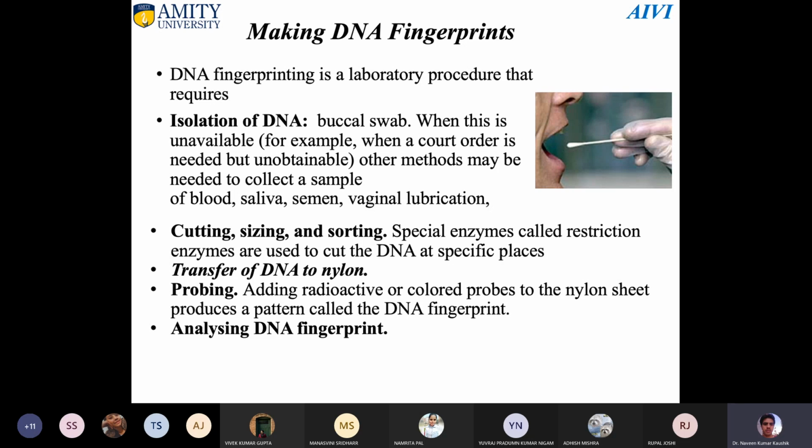Like at a crime scene, whether it is a rape case, or not just a rape case, any sexual abuse, we can say. I think some of you have heard about the Monica Lewinsky case.